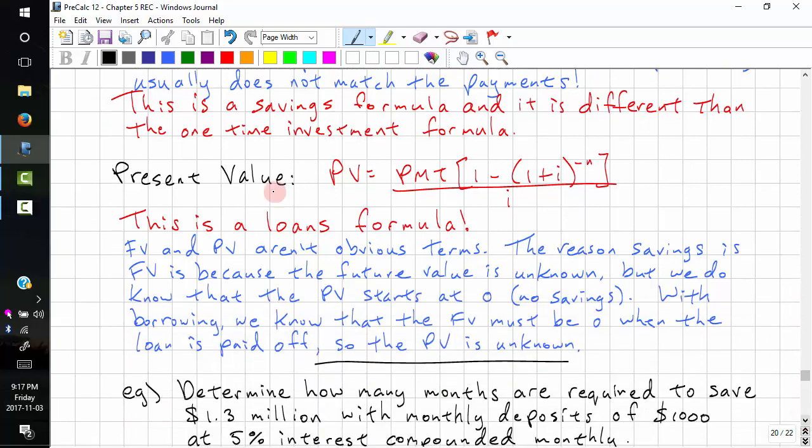We also have a present value formula. We borrow money, we make payments, and we know that the future value is going to end up being 0 because you pay all the money back, and that's why it's called a present value problem. So it's a loans formula.